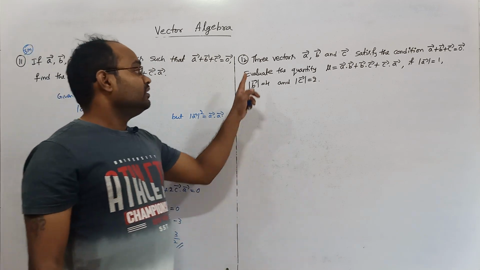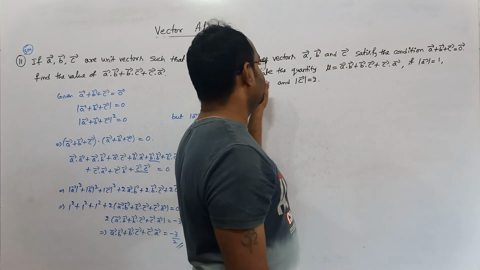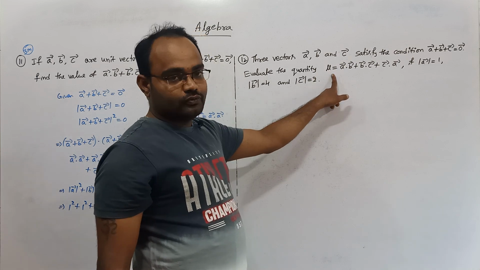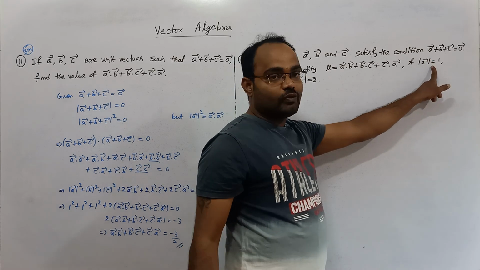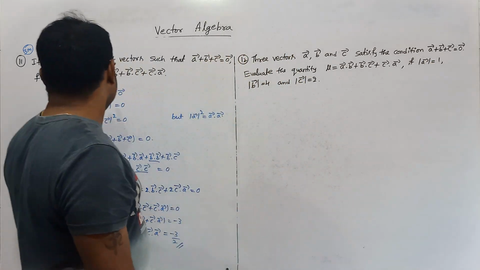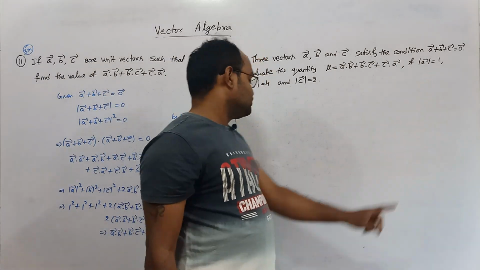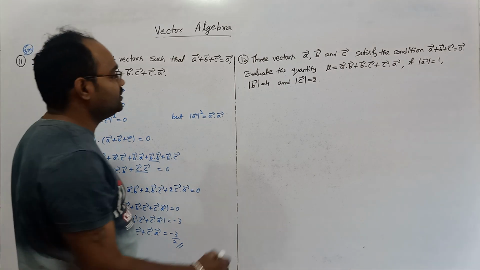ಯೂಸ್ ಮಾಡ್ಕೋತೀನಿ. 3 vectors, vector A, vector B, vector C satisfy the condition A plus B plus C is equal to 0. Evaluate the quantity mu, ಅಂದ್ರೆ ಸೇಮ್ ಕ್ವಾಂಟಿಟಿ, if magnitude A equal to 1, magnitude B equal to 4, magnitude C equal to 2. ಇಲ್ಲಿ ಯೂನಿಟ್ ವೆಕ್ಟರ್ಸ್ ಅಂತ ಕೊಟ್ಟಿದ್ದಾರೆ, ಇಲ್ಲಿ ಬೇರೆ ಮ್ಯಾಗ್ನಿಟ್ಯೂಡ್ಸ್ ಕೊಟ್ಟಿದ್ದಾರೆ, ಅಷ್ಟೇ ವ್ಯತ್ಯಾಸ. ಸೊ ಇಲ್ಲಿವರೆಗೂ ಸೇಮ್ ಸ್ಟೆಪ್ಸ್ ಬರುತ್ತೆ. ಸೊ ಲೆಟ್ ಅಸ್ ಡೂ ದ ಸೇಮ್ ಸ್ಟೆಪ್ಸ್ ಟಿಲ್ ಹಿಯರ್.